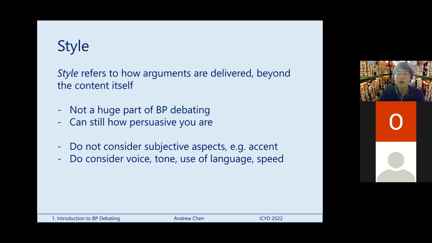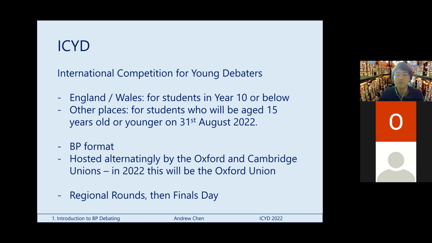Okay, I think that's the end of the BP section of this workshop. We're going to finish with just a little bit about how ICYD runs, including this year. So as you probably know already, ICYD is the International Competition for Young Debaters. In England and Wales, that means you have to be in year 10 or below. In other places, it means you have to be aged 15 or below on 31st of August next year, 2022. So those are the eligibility rules for participating in ICYD.